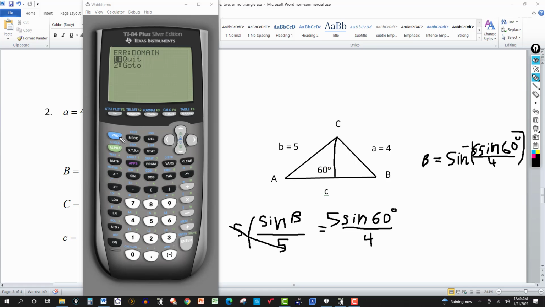Now another way I can do this, without even computing the altitude, I can just look at this part right here. Just compute this. Sine of B is equal to 5 sine 60 over 4. So let's look at that. This will be 5 then sine. Notice it's not inverse here. I'm just computing the value of this right side here. Sine of 60 degrees divided by 4. And that gives me 1.08.